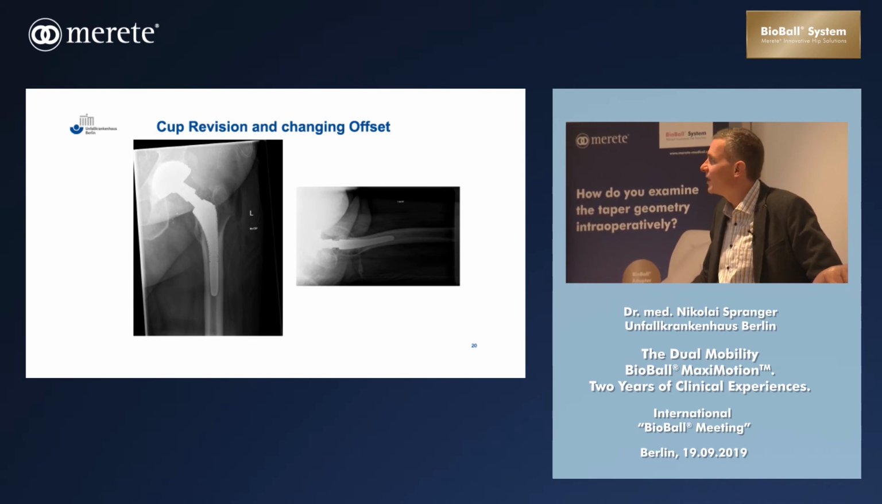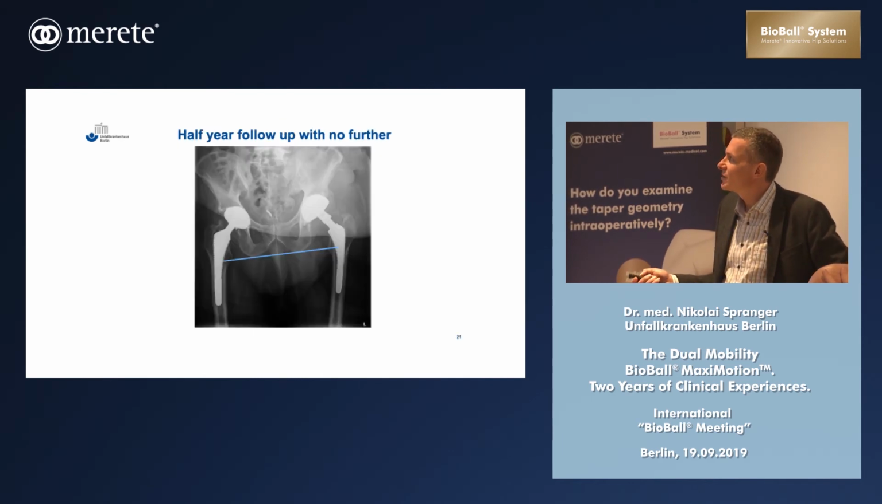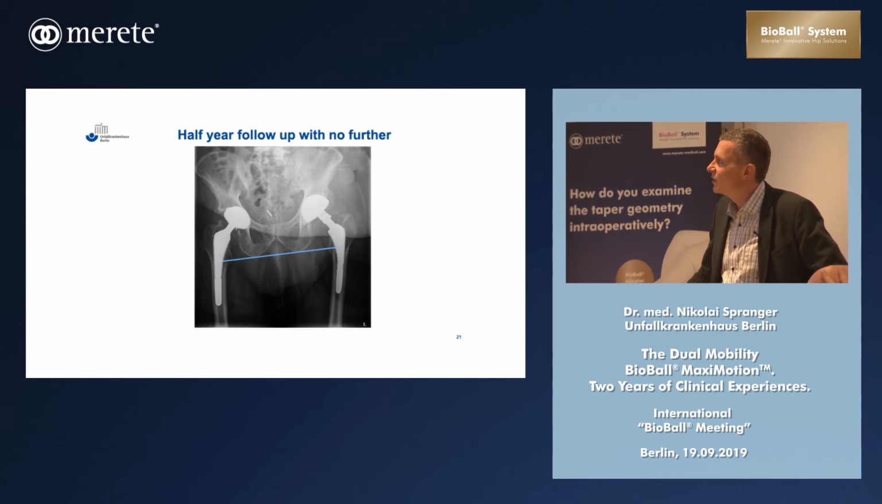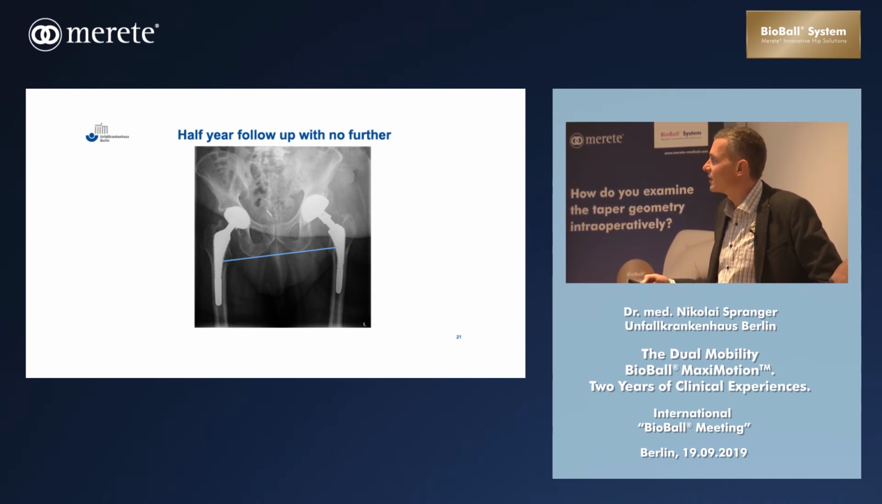we changed to a cup revision with the MaxiMotion system, and in this case we used the BioBall adapter too, as you can see, just to be sure to have a little bit more stability and a little bit more offset than usually used in normal hip revisions. But he was fine afterwards. He had primarily a full-bearing leg on the left side, walked around, and didn't come to our hospital again.